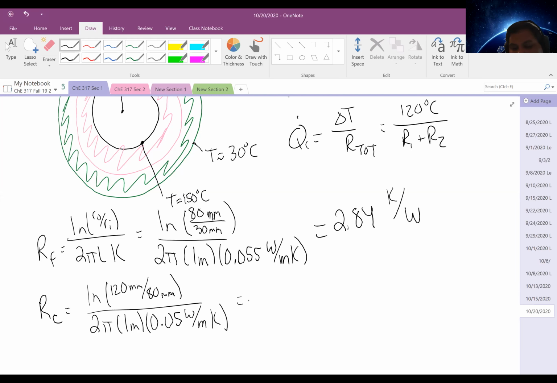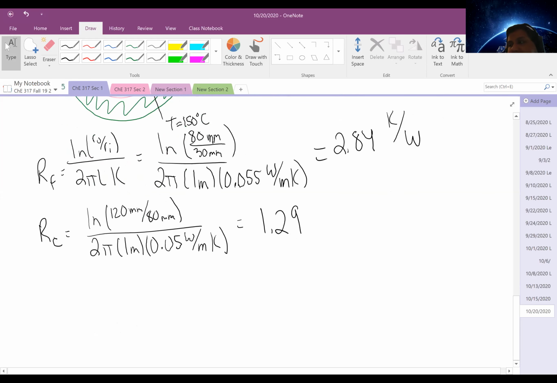So for this calculation, we're left with a value of approximately 1.29, which means our total thermal resistance is simply 2.84 plus 1.29, or 4.13 kelvins per watt.